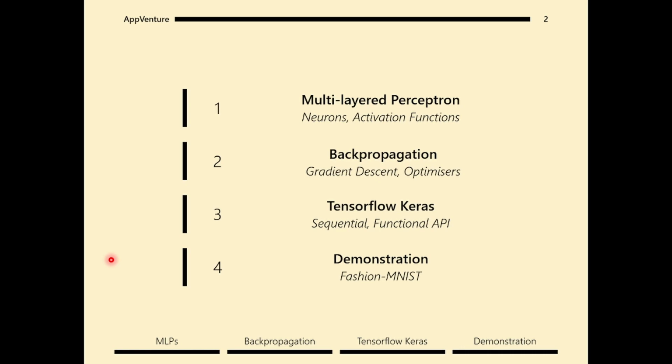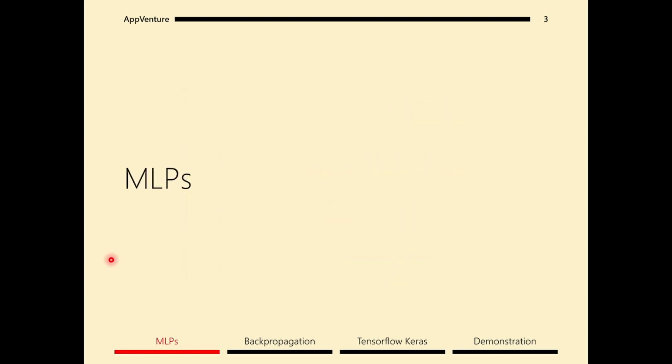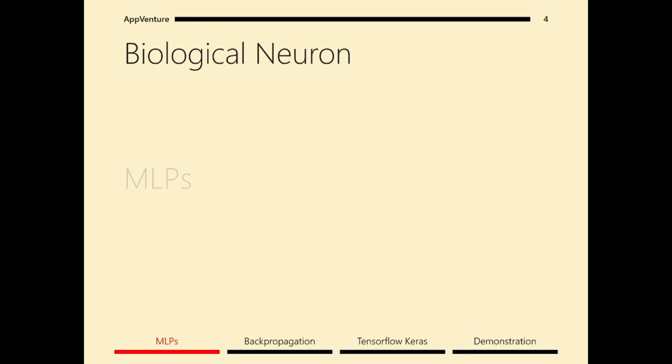First, I'll cover multi-layer perceptrons and how they are inspired by biological neurons, as well as the purpose of activation functions. Next, I will go through how we train these models using backpropagation. Then I'll go through the TensorFlow Keras API, and then I'll do a demonstration on the Fashion MNIST dataset, or the MNIST dataset, I forgot which one I use. First, I'll talk about MLPs.